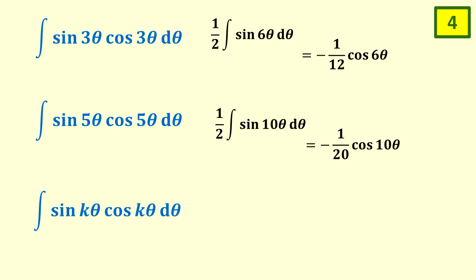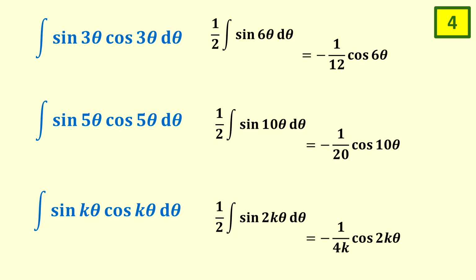And then in general, if we have sine k theta cos k theta, and notice those numbers, whatever they are in front of the thetas, have to be the same for this method, because sine 2a is 2 sine a cos a, where the a's are the same as each other. So here, again, we're going to double the number of k thetas, just like we doubled the 3 theta and the 5 theta above. Sine k theta cos k theta is the same as half of sine 2k theta. Again, when we integrate that, we're going to get a negative cos, but we need to divide by 2k this time to get a general formula of negative 1 over 4k cos 2k theta.